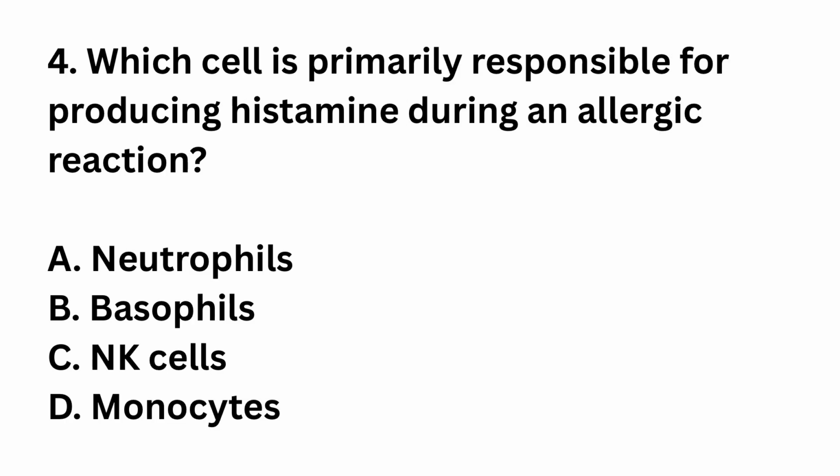Question number 4. Which cell is primarily responsible for producing histamine during an allergic reaction? Neutrophils, basophils, natural killer cells, monocytes. The right answer is option B, basophils. These cells release histamine during allergic responses. They work alongside mast cells in hypersensitivity reactions.